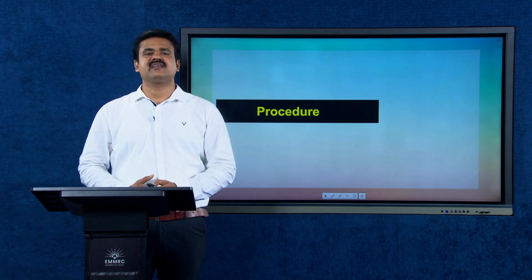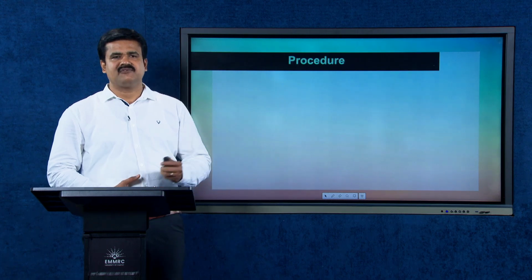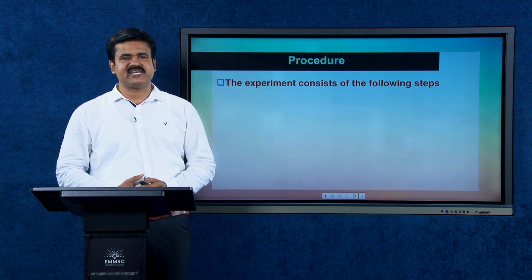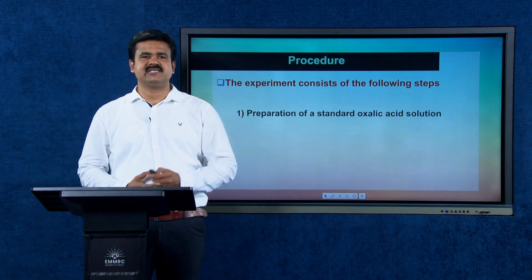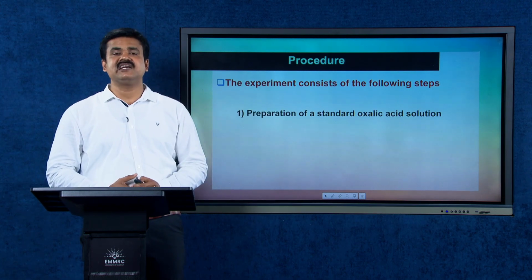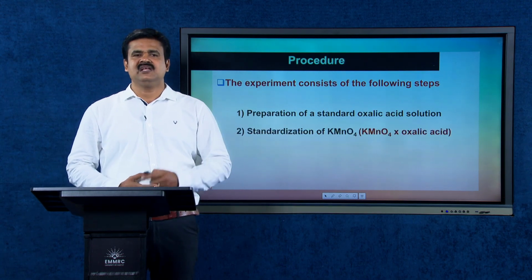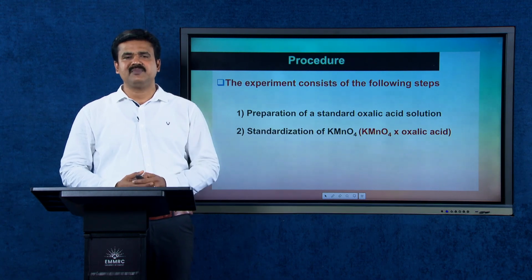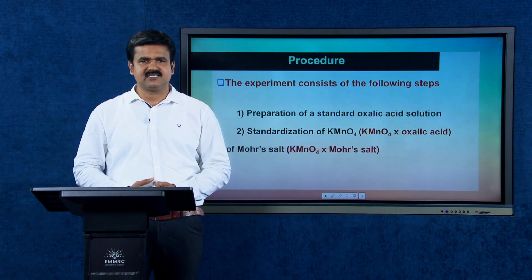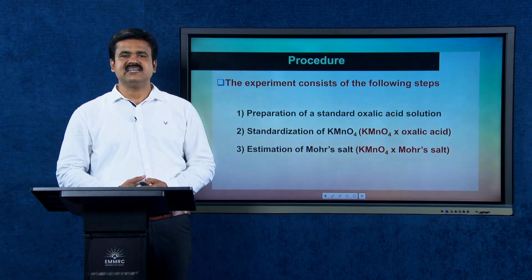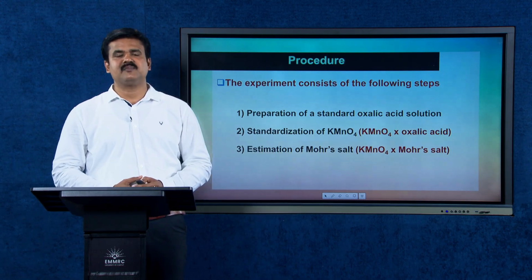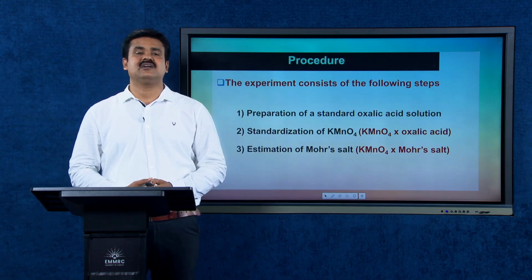We are now entering into the experimental procedure. First of all, the experiment consists of the following steps. The first step is the preparation of a standard oxalic acid solution. The second step is standardization of KMnO4 by titration of KMnO4 against oxalic acid. And the last stage is the estimation of Mohr salt. Here we are performing the titration between potassium permanganate and the given Mohr salt solution.